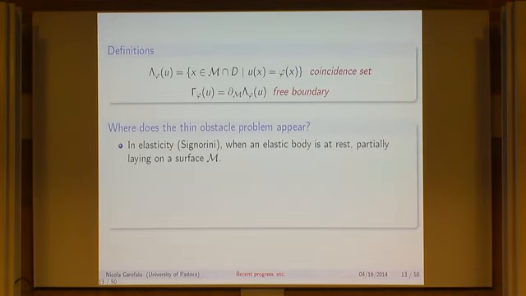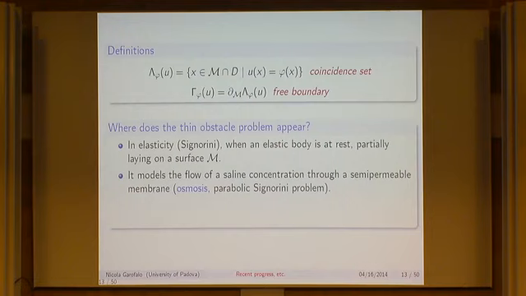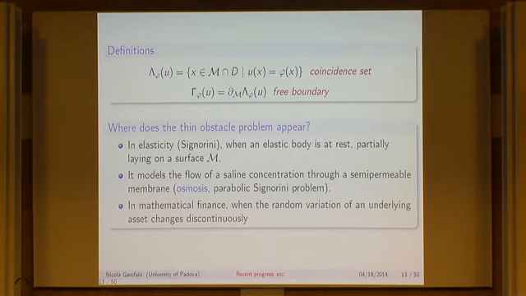Again, we look at the coincidence set. Now we are looking at points in the manifold where U coincides with the obstacle. The boundary, in the relative topology of M, of this set is called the free boundary. As I said, there are various situations in which this thin obstacle problem arises. I've described a few of them, but I will give you some pictures now about this particular situation, the problem of osmosis, because that's a typical problem in which you get a parabolic Signorini problem.